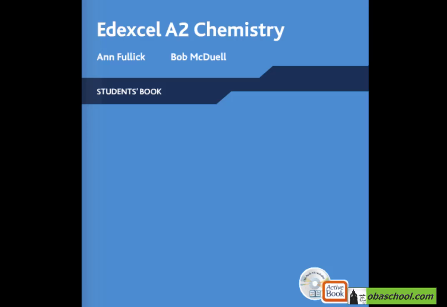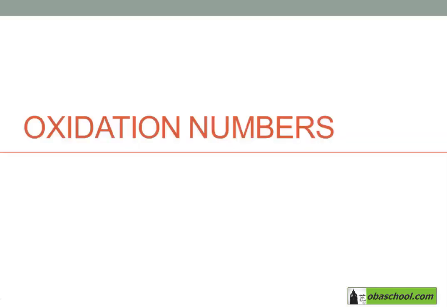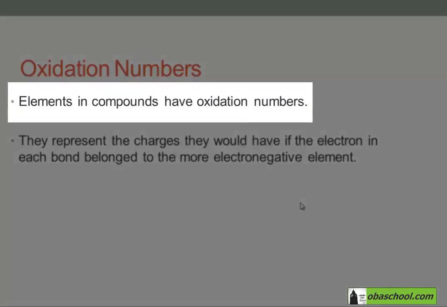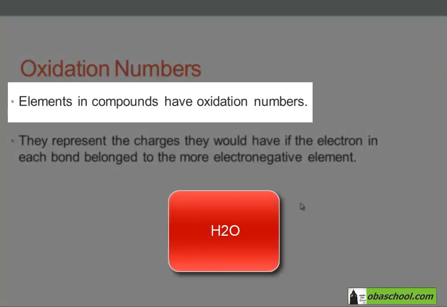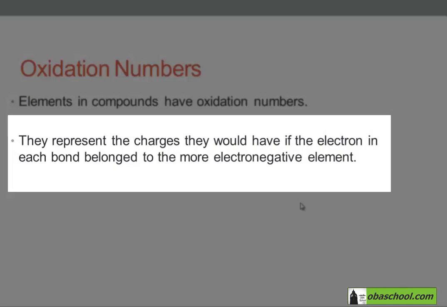In our book, on page 146, in the Redox Chemistry chapter, we will be discussing oxidation numbers. Elements and compounds have oxidation numbers. These compounds are like H2O. Oxidation numbers represent the charges the elements and compounds would have if the electron in each bond belonged to the more electronegative element, which means the element that has more capacity of attracting electrons.